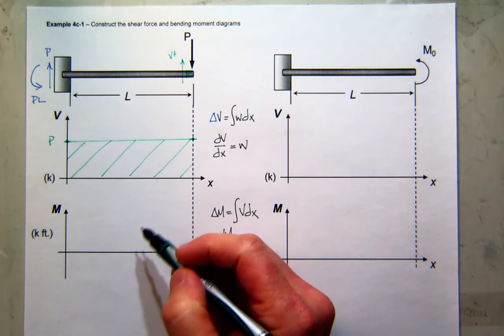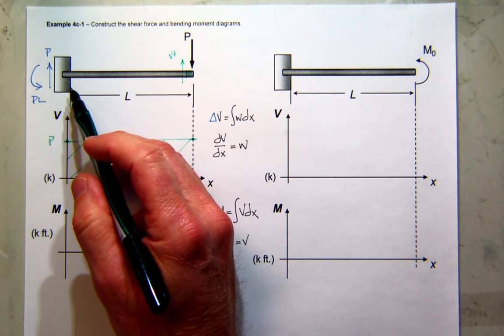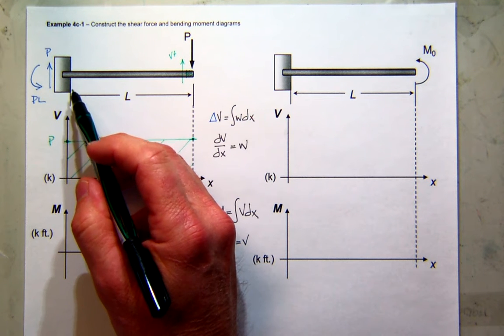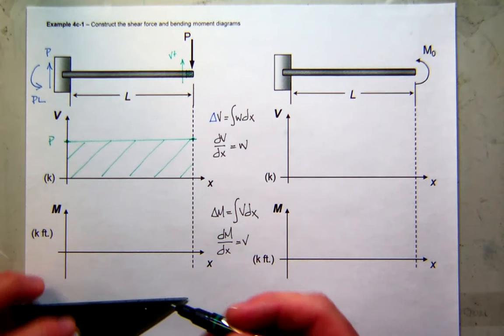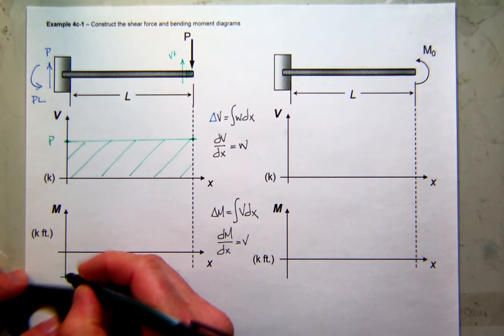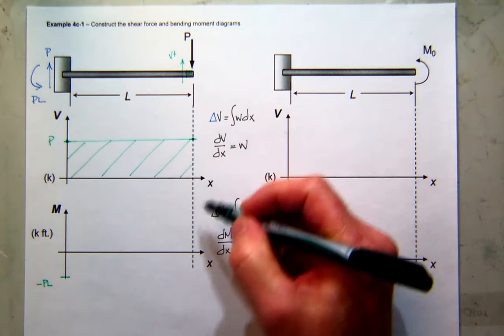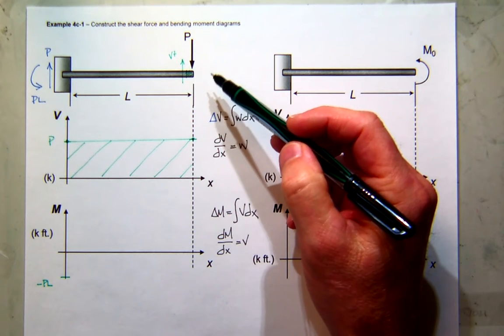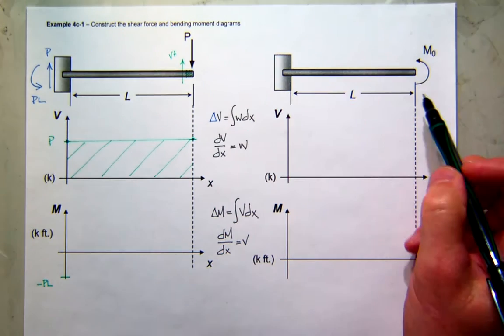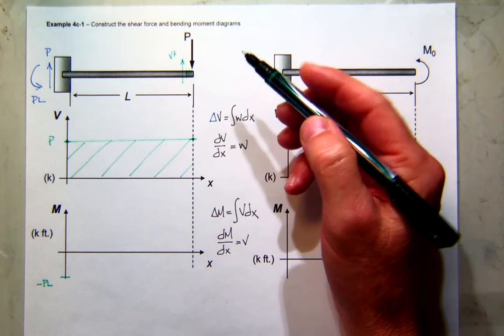Also, we're going to look at things we know about the moment. So starting here on the left side, do we know something about the bending moment? We do. It's PL. And what kind of bending moment is that? Negative. We're going to start at minus PL. And then back, what about on this side? Do we know the moment here? Well, there's no applied moment like this problem, which we'll talk about in a second. So that means the moment is 0.